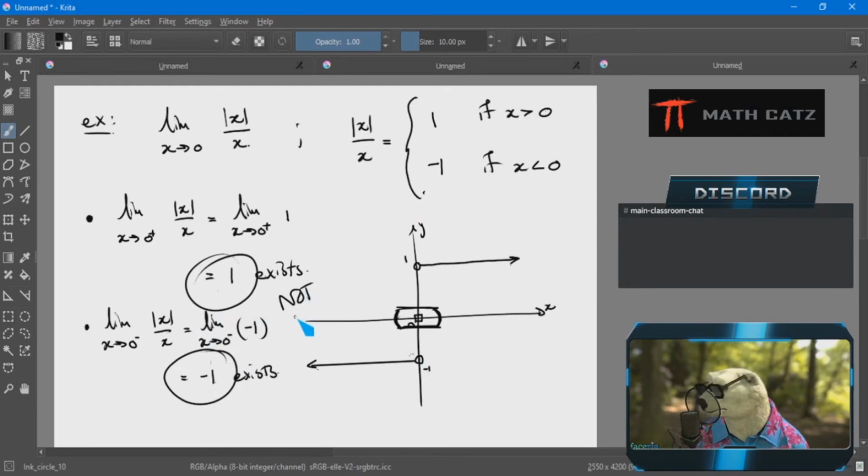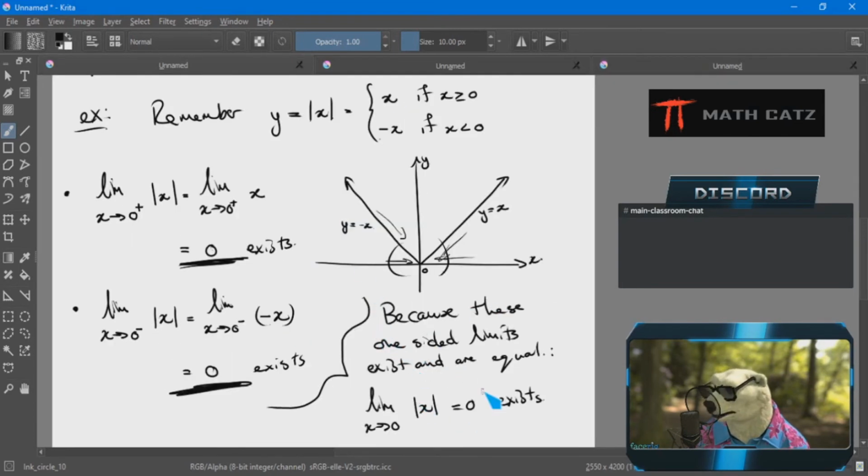Not equal. Even though they both exist, there is stable behavior from either side. The behavior is not the same. It's pointing in at different numbers. So for that reason, the two-sided limit does not exist. Because I get behavior from either side and they don't agree with each other. They need to agree with each other in order to exist.